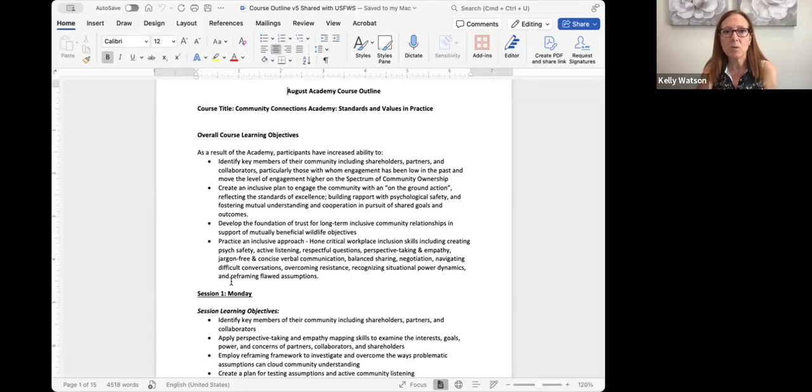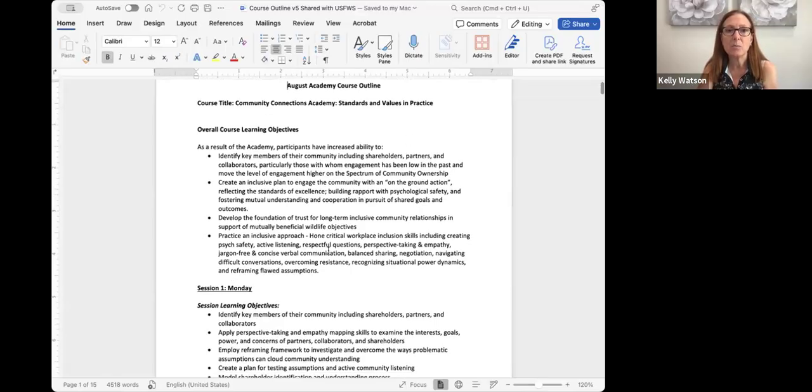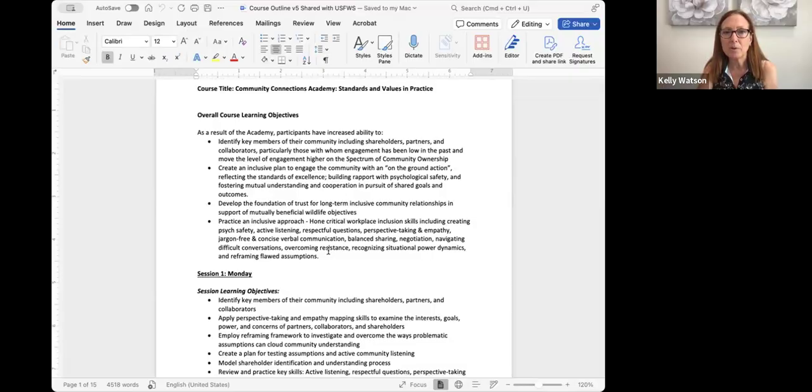So this was a week-long course that I designed last year for the U.S. Fish and Wildlife Department. And they had some objectives for this academy where they wanted to bring stakeholders into the design process earlier, before they designed something and then had to go back to the community, and then they would get pushback.